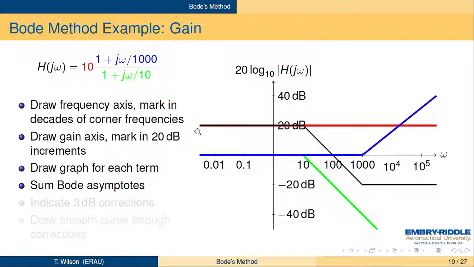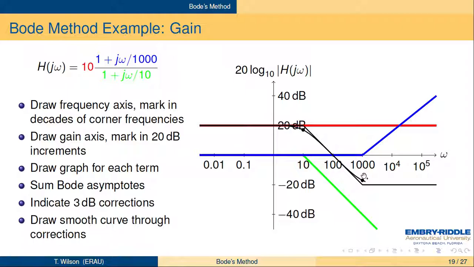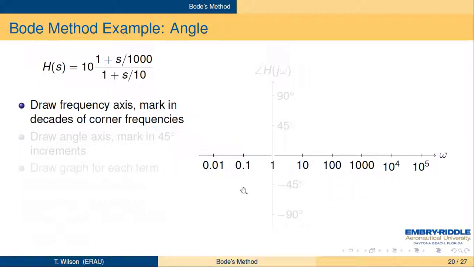And then you sum these to get the asymptotic approximation of the frequency response. So here's a 20 dB gain in the low frequencies, decays at 20 dB per decade down to minus 20 dB. So it's got a gain of 10 in low frequencies, a gain of 0.1 in high frequencies, and it connects between the two smoothly. And so you make the 3 dB corrections at each of the two corners, and then you draw your straight line between those. You do the angle curve the same way.